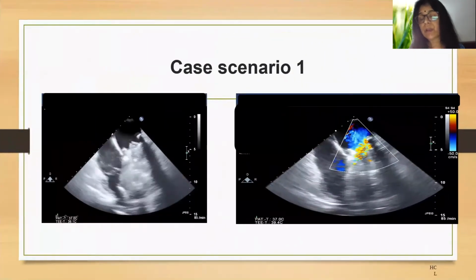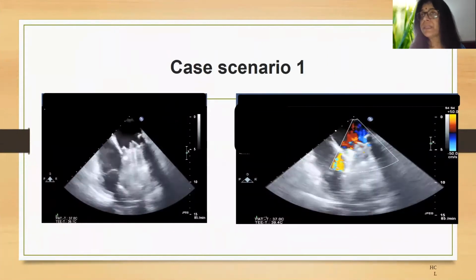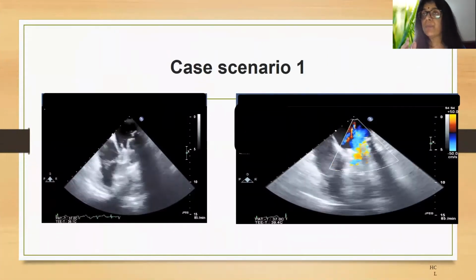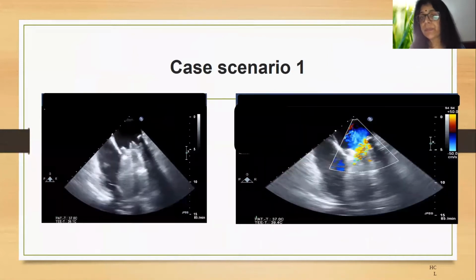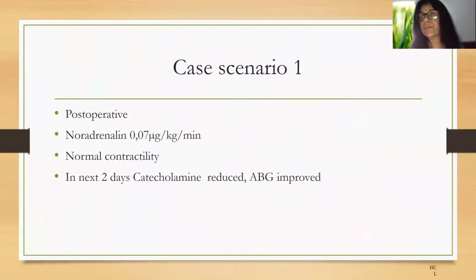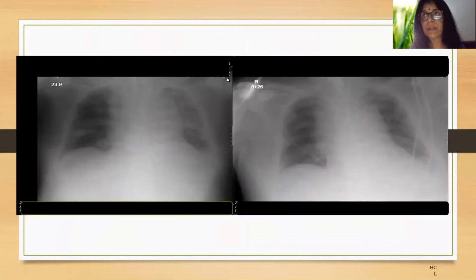And because of the flail, there was a Coanda effect. The jet was going more towards the left side. The valve is replaced. And what we see postoperatively is the noradrenaline dosage comes down, the patient's ABG improves, and he's extubated. So this is one case where, when we see a unilateral pulmonary edema, we cannot even think that the patient may be having something in the mitral valve.